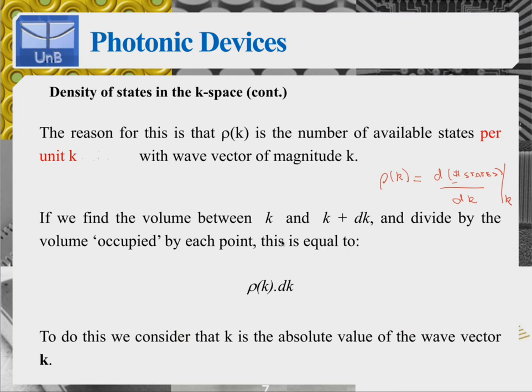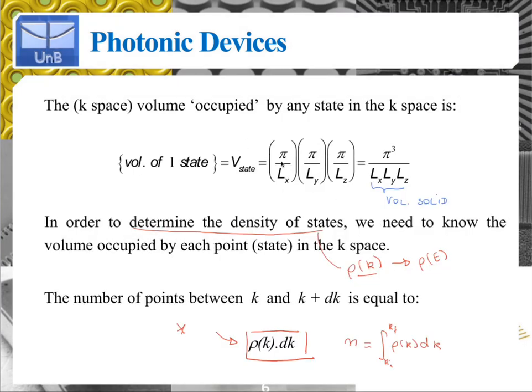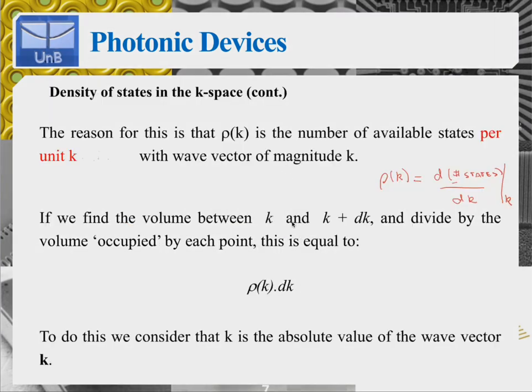So how can we do this? If we find the volume in K space of the region between K and K plus dk, the volume of the region corresponding to wave vector values between K and K plus dk, and then we divide this by the volume occupied by each state, as we just said, is this right here, it has to make sense that this will give us the number of states, the number of points within this region that correspond to wave vectors in this range, okay? So this will give us this.